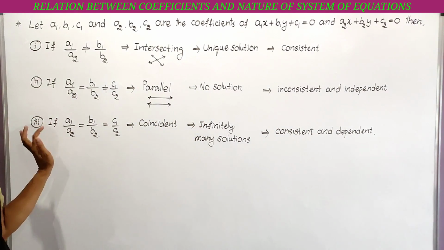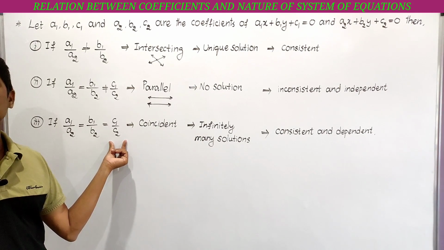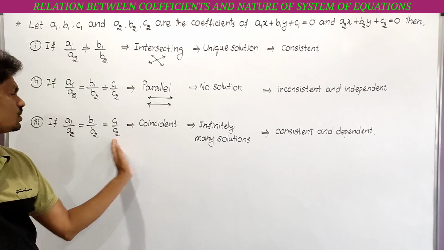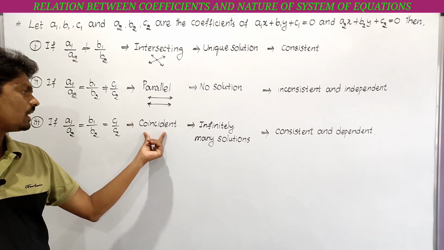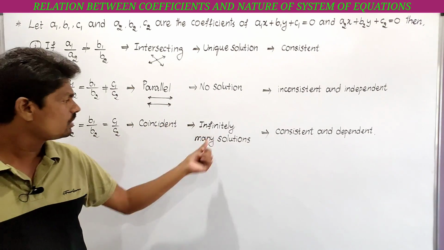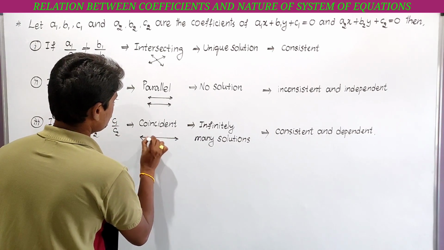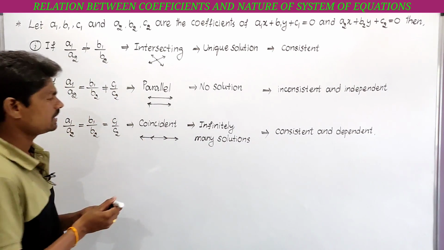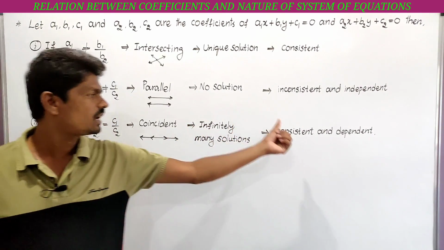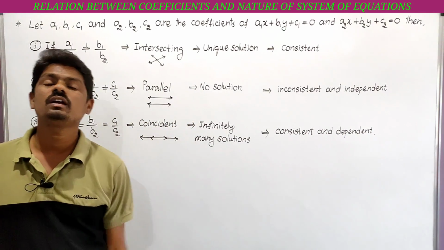Next, the third one: if a1 by a2 is equal to b1 by b2 is equal to c1 by c2, then they are called coincident lines. So if all the three ratios are equal, we can say they are coincident lines. Coincident lines have infinitely many solutions. Coincident is nothing but they are the same lines. These are the coincident lines. They have infinitely many solutions. If they have solutions, they are called consistent and dependent. So these are consistent and dependent.